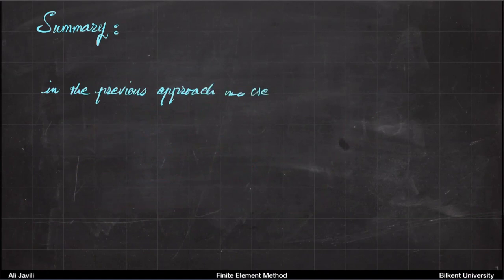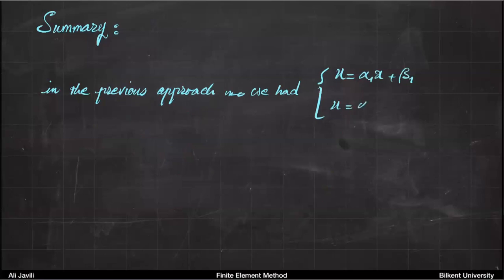we had something that looked like this. So we had u equals, I don't know, alpha 1 x plus beta 1, and we had another u, maybe alpha 2 x plus beta 2, and this was for x between 0 and 1/2, and the other one was for x between 1/2 and 1.